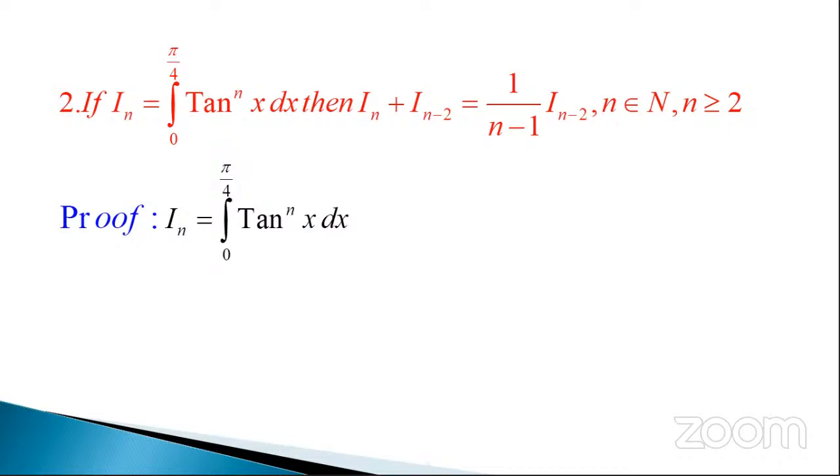Let us take the integral over 0 to pi by 4 of tan to the power of nx dx. This is the given integral. We already discussed this type of reduction formula in indefinite integrals, with tan to the power of n minus 2x and tan square x. In indefinite integrals there are no limits. In a similar process, we can solve this problem. Tan to the power of nx dx can be written as tan to the power of n minus 2x into tan square x. Here only 1 by n minus 1 is there.